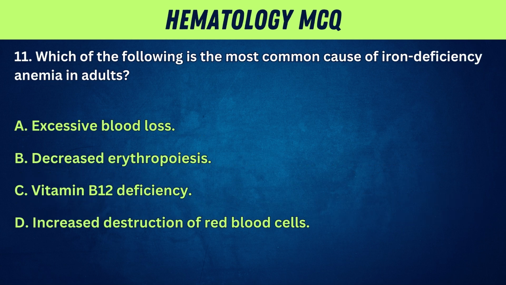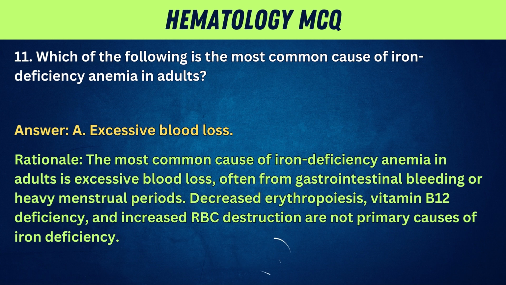11. Which of the following is the most common cause of iron deficiency anemia in adults? A. Excessive blood loss. B. Decreased erythropoiesis. C. Vitamin B12 deficiency. D. Increased destruction of red blood cells. Answer. A. Excessive blood loss.